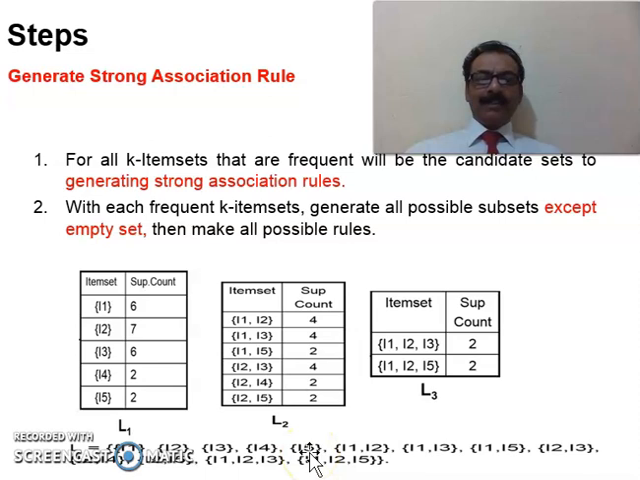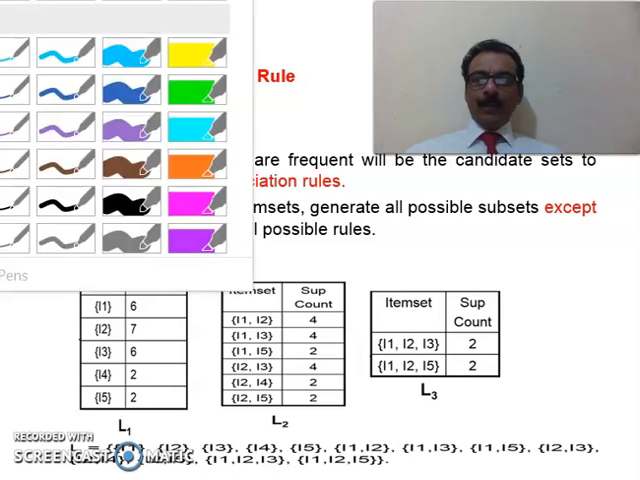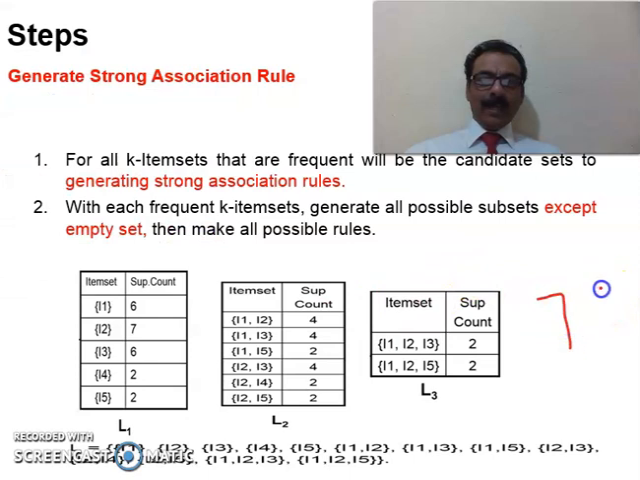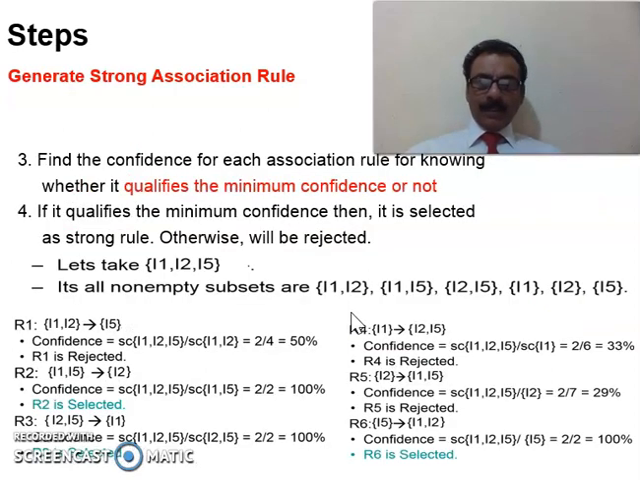to find their confidence. We have already set our minimum required confidence at the very beginning as 70%. Once we have set it as 70%, whoever gets through the minimum required confidence, those all are going to be the strong rules. So herein, for each association rule, we have to check it against the minimum confidence. So find out the confidence first for each association rule, for knowing whether it qualifies the minimum confidence or not. If it qualifies the minimum confidence, then it is selected as a strong rule.